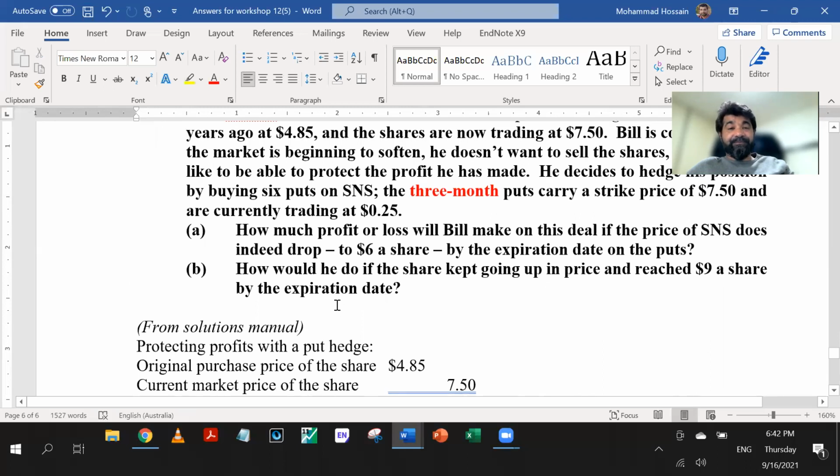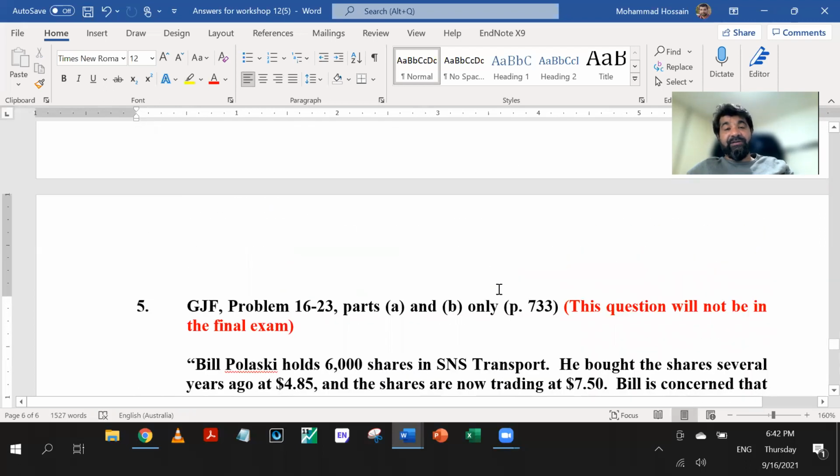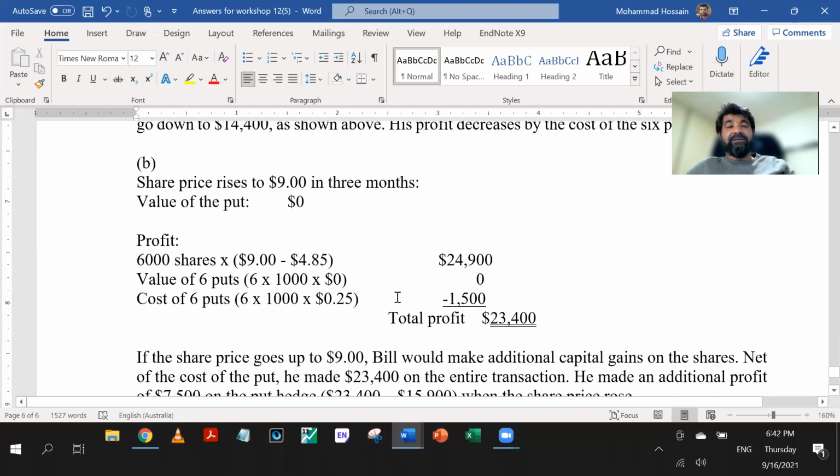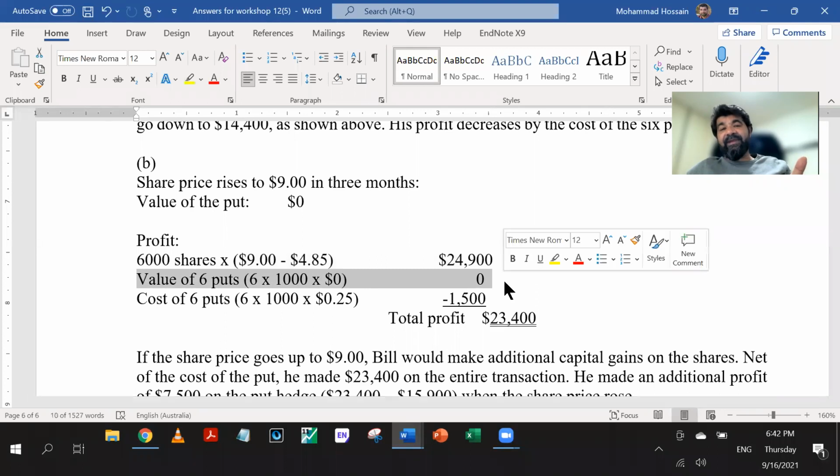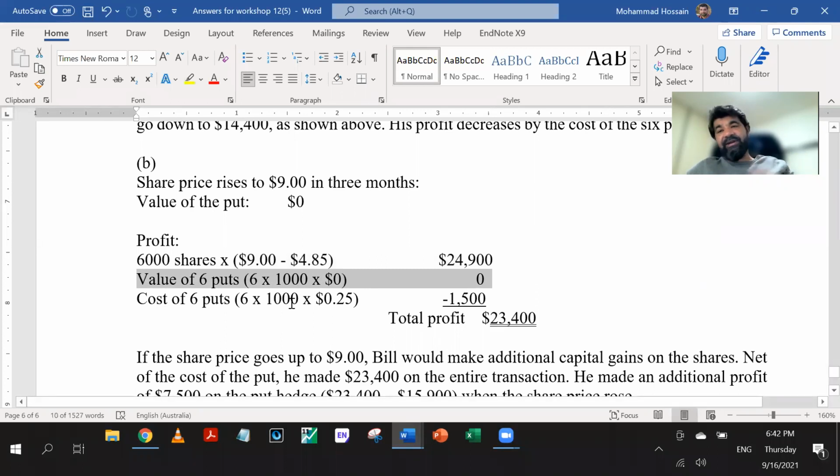B, how much would he make if the share kept going up in price and reached $9 a share by the expiration date? So $9 will be 9 minus 4.85, the same thing we're going to do. He's not going to use the put options because the price is already $9, which is much more than 7.50. He will not use that contract, but he still needs to pay for the expenses.